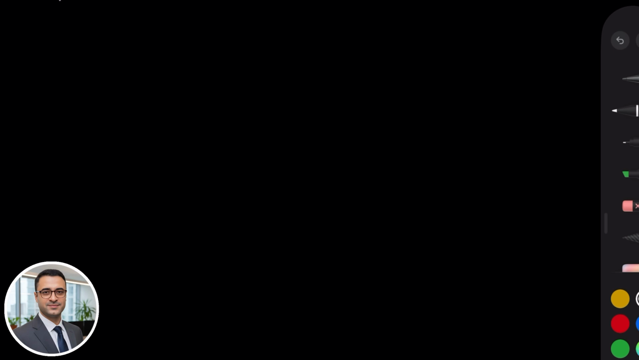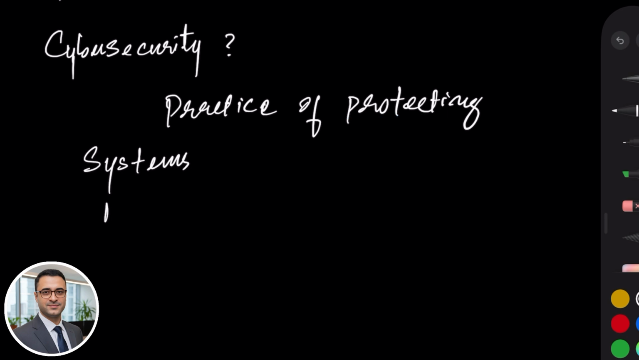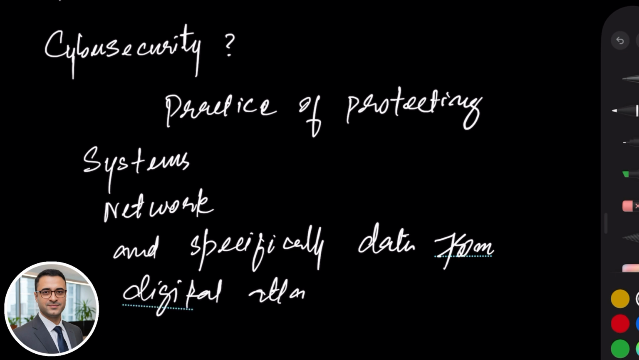So coming to another point, which is the literal definition of cybersecurity. When we talk about cybersecurity, what does it actually mean? Cybersecurity is basically the practice of protecting systems, networks, and specifically data from digital attacks, which is one of the important components of cybersecurity.